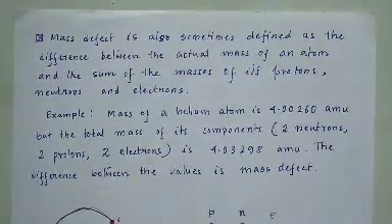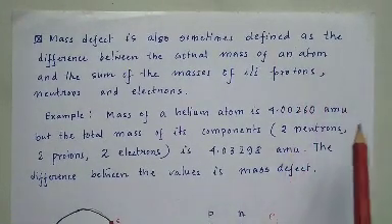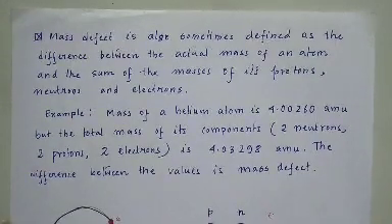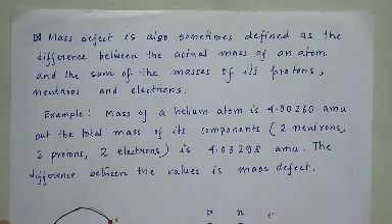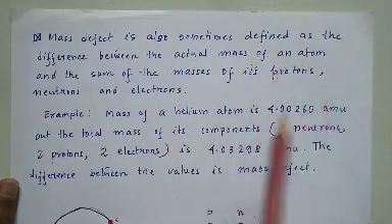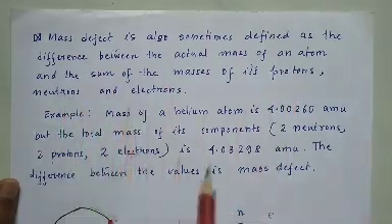Now sometimes another definition of mass defect is also given, where you consider the atom, where in the nucleus there are protons, neutrons and electrons. You consider mass of all these elementary particles and then you measure the actual original mass of this atom. Again you will find that there is some difference between these two values. That is also sometimes called as mass defect. So sometimes it is also defined as the difference between the actual mass of an atom and the sum of the masses of its constituents, that is protons, neutrons and electrons.